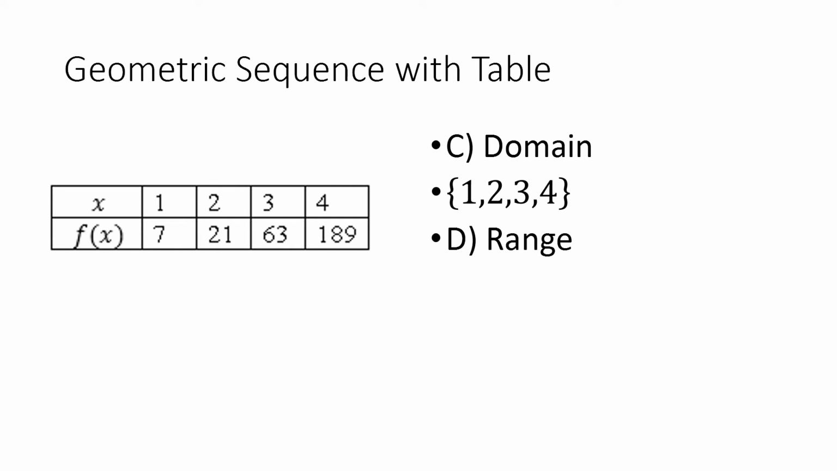Similarly, the range is associated with all possible y's. I know nothing before 7 or beyond 189 or what happens between those y values. So my range here will simply be a list, 7, 21, 63, and 189.